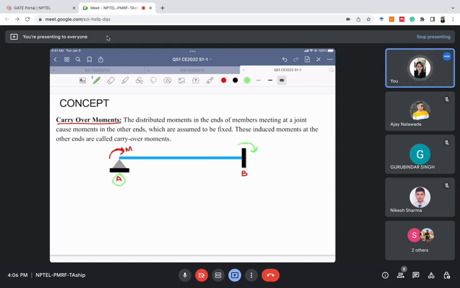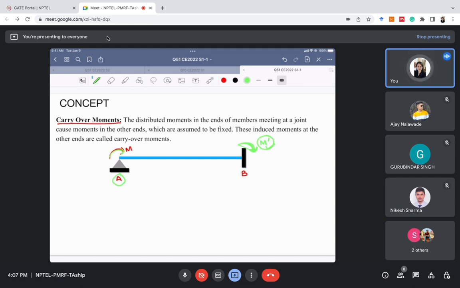So the moment at B, we don't know. Let's assume the value of this moment at B be M dash. This M dash is the carryover moment. So if we apply a moment at the first joint and the other joint is fixed, the moment carried over to the other joint is known as carryover moment. This moment is carried over to point B also, hence it is called the carryover moment.